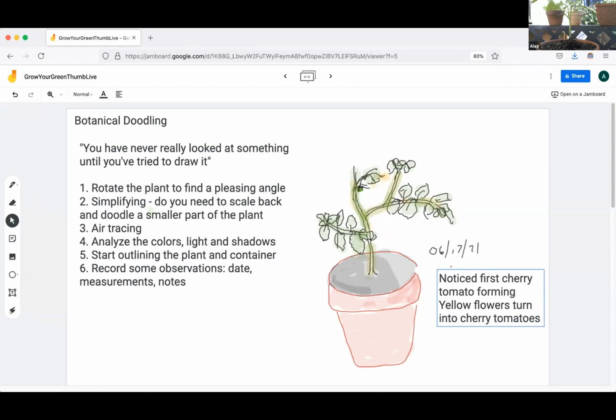And again, my apologies for the construction noise in the background. So these are some observations that I have about this plant. It was actually looking pretty droopy earlier today. It was looking like it was wilted, so I gave it some water and it perked right back up.